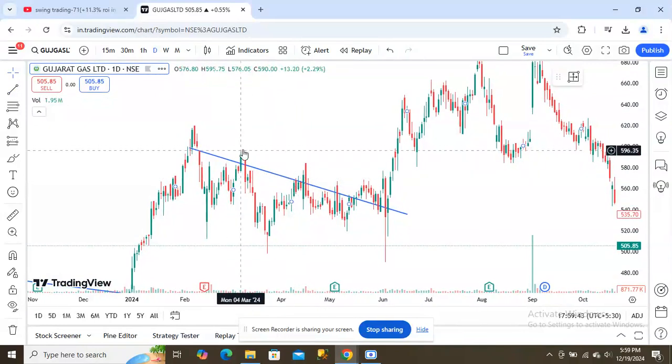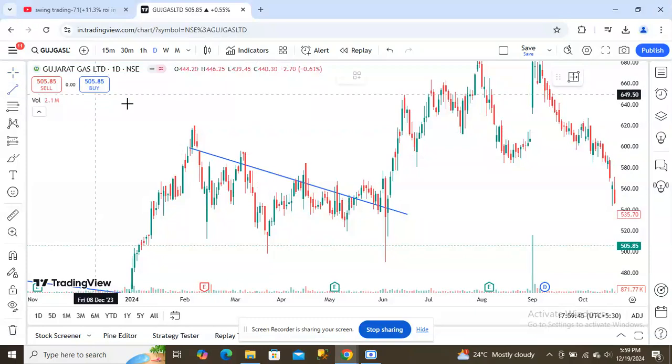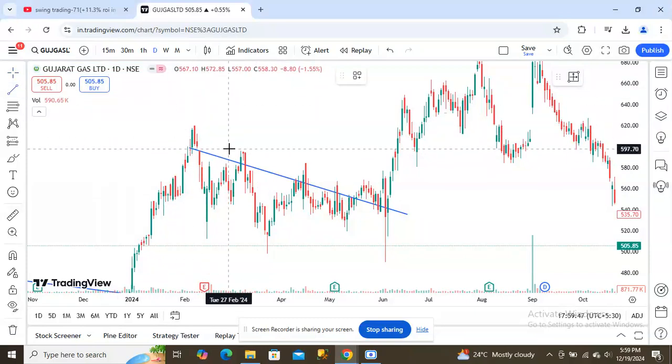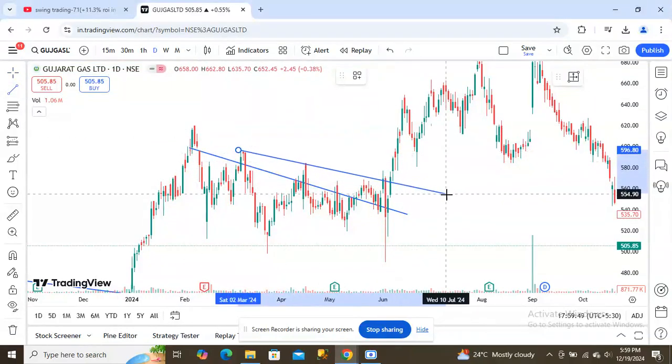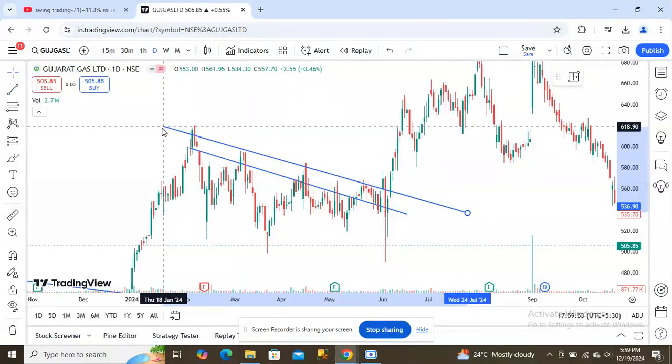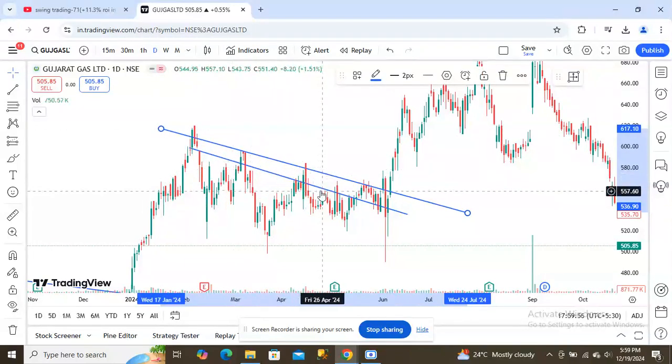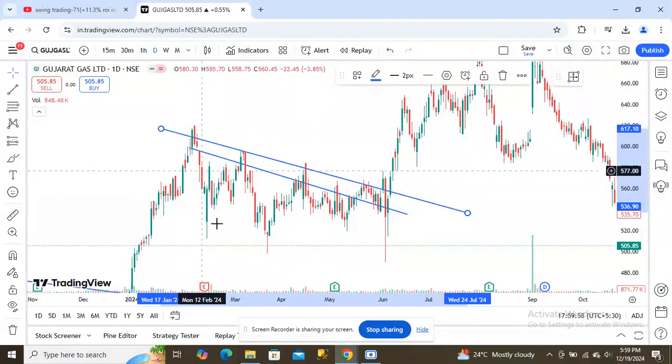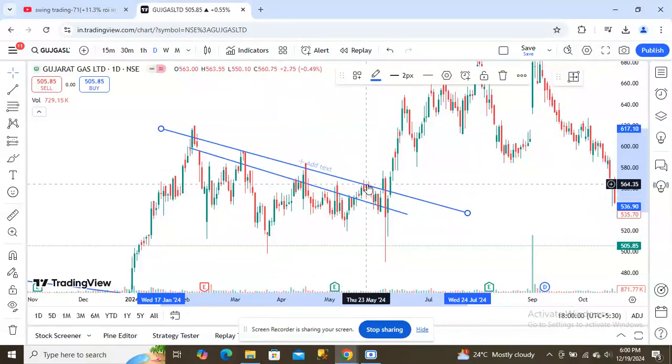In the weekly time frame, these are all the weeks, right? Try to draw both the weekly and the daily trend line. This is the weekly close trend line. This is the daily close trend line. One, two, three rejections, four rejections.